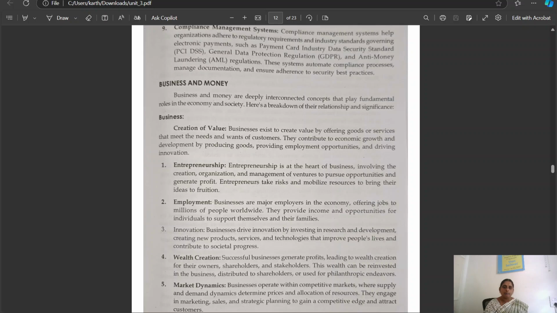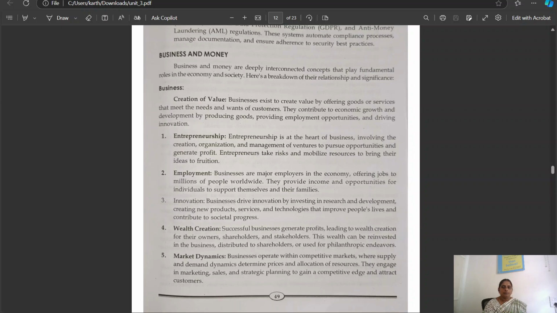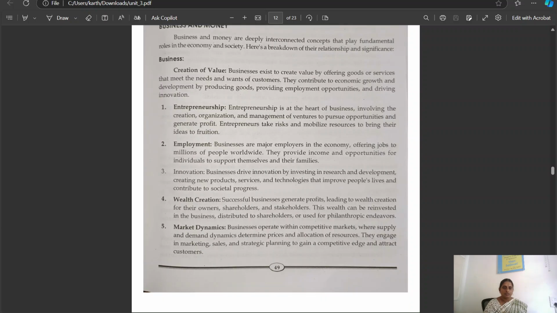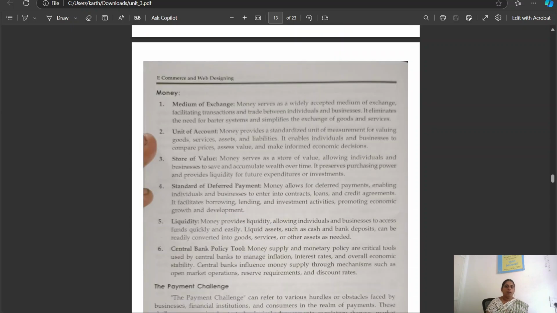Next, coming to business and money. Whatever the business it may be, mainly the business goes on for financial development only. So this is related to business creation of value. They contribute to economic growth and development by producing goods, providing employment opportunities, and driving innovations. So they are related to entrepreneurship, employment, innovation, wealth creation, market dynamics. And coming to money, it is related to medium of exchange, unit of account, store of value, standard of deferred payment, liquidity, central bank policies, and etc.